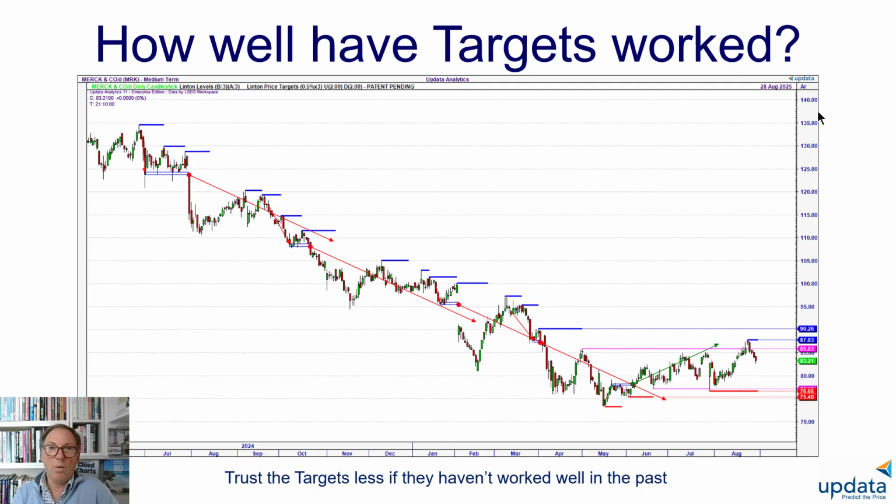So how well have the targets worked? We trust targets less if they haven't worked well in the past. If they've worked well, even here on the downside targets, and we've got a new upside target, if the targets have worked quite well, we trust them more.